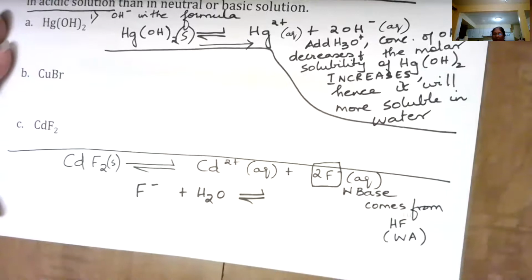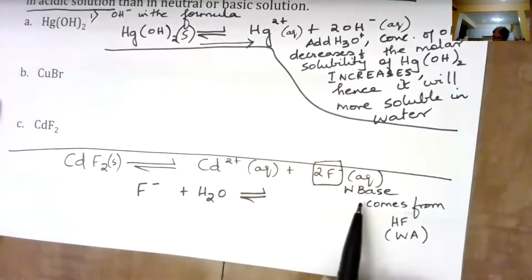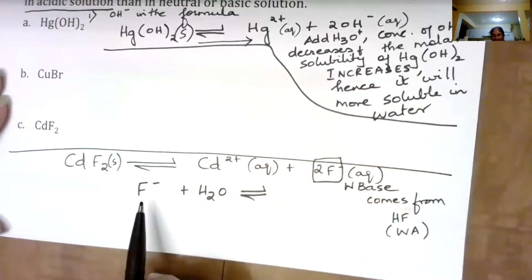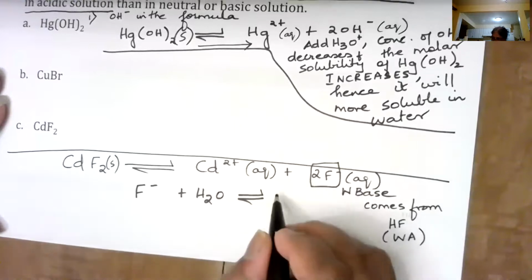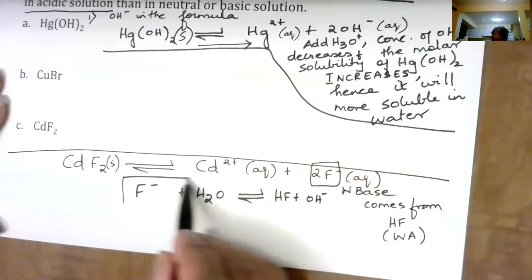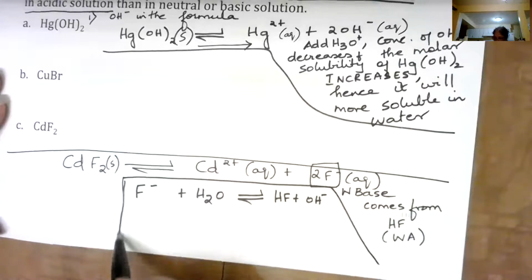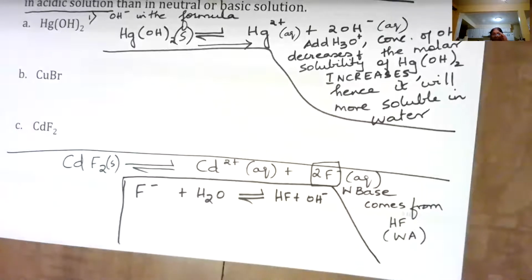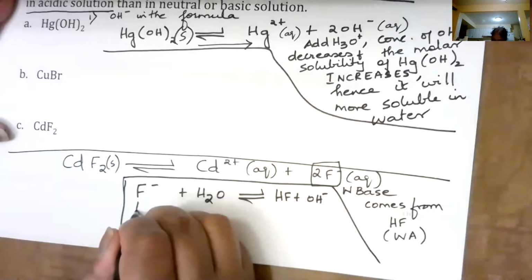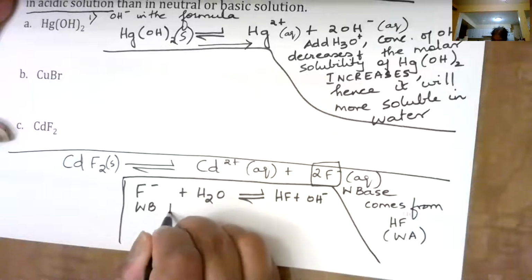Remember our analysis of acidic salts, basic salts, and neutral salts. So this is a weak base coming from a weak acid. And look what happens. F minus plus water gives you HF plus OH minus. So F minus itself, there's no hydroxide in the formula, but what does F minus do? This is a weak base that reacts with water.